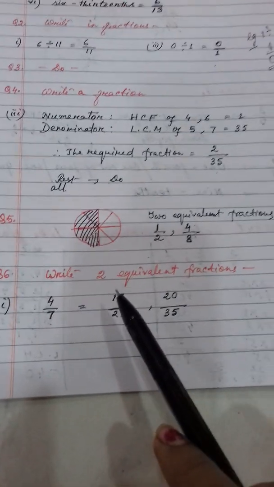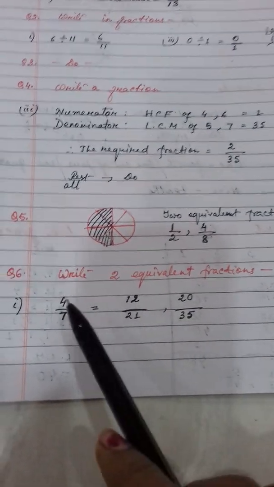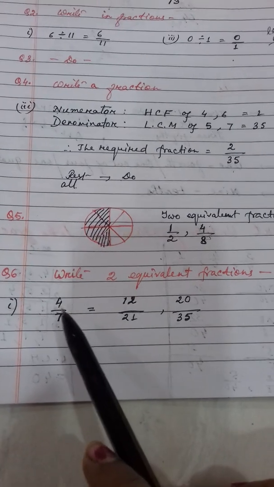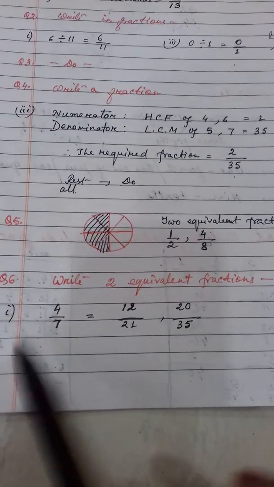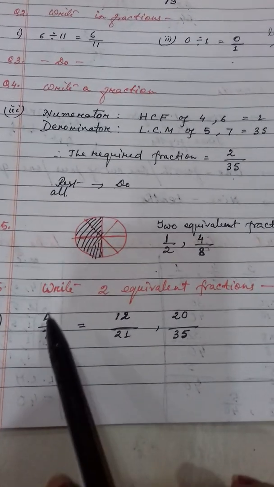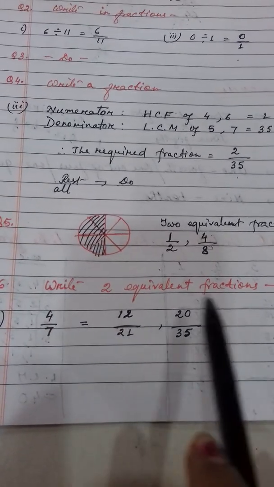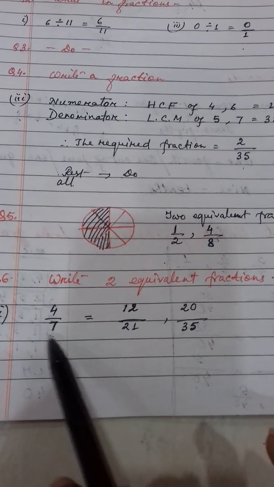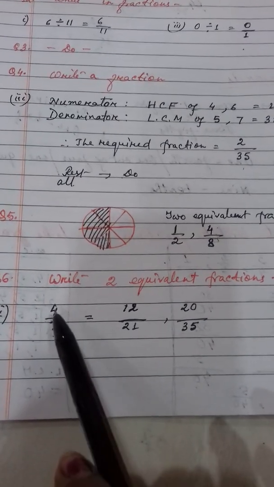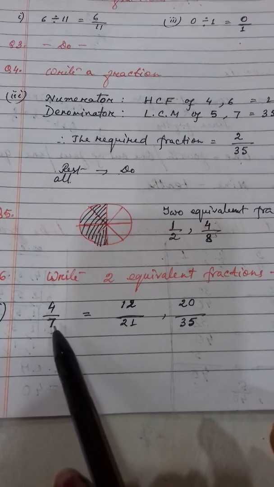Clear? Next question 6. Write two equivalent fractions of 4 by 7. So now you can write any two equivalent fractions. So what is the procedure? First, now you have to remember the table. 4 by 7, which one will be given to you? 4 by 7, actually it is 4 ones are 4, 7 ones are 7.